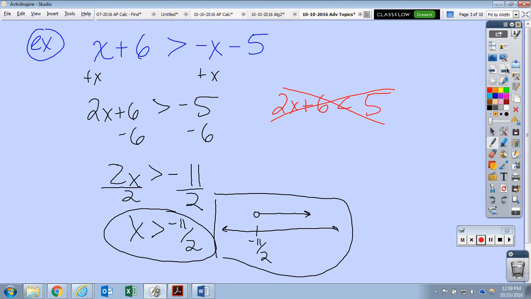Some of you were making things up, like you'd say, okay, 2x plus 6 is greater than negative 5, and then 2x plus 6 is less than positive 5, as if there was absolute value involved. But there's no absolute value involved, it's just a simple linear inequality. And I did give partial credit, even if you made up some extra stuff.